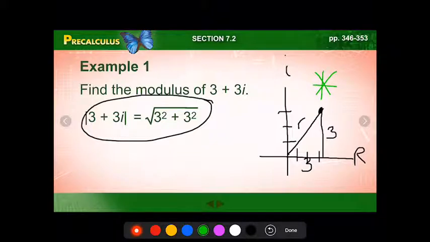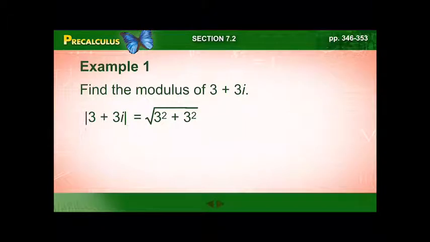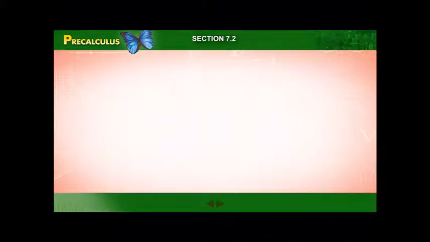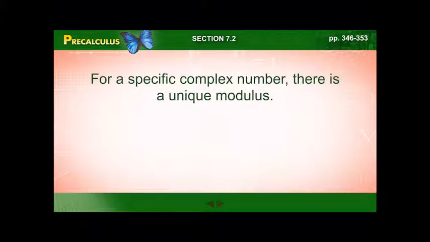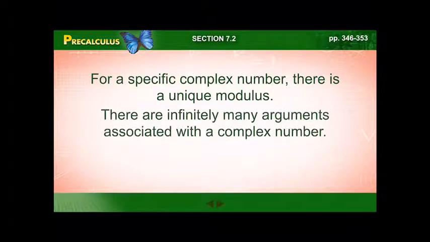In fact, the next lesson, 7.3, you're going to be working a lot with this, and having a good understanding of it now will help you with that. So they simplify that to get the square root of 18, and then they simplify the square root of 18 and get 3 square roots of 2. Okay, good. Moving along here, for a specific complex number, there is a unique modulus. So if you give a complex number, again, a plus bi, that format, there's going to be one modulus that fits that. However, there are an infinite number of arguments associated with that complex number.